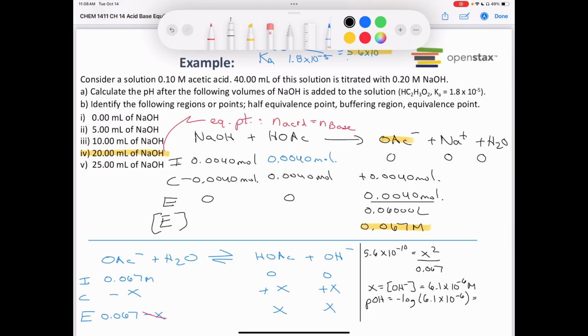And our pOH ends up equaling 5.21. And so our pH is going to be equal to 8.78. There you go. So that's the answer to part 4.